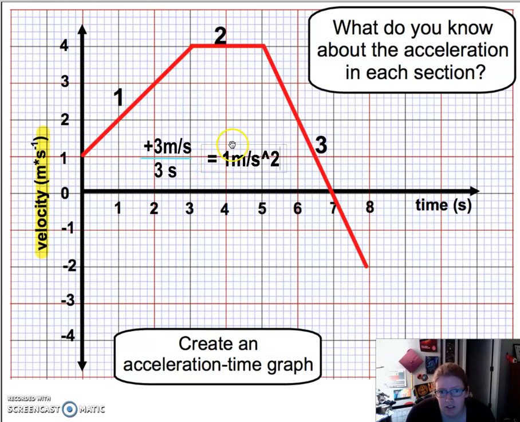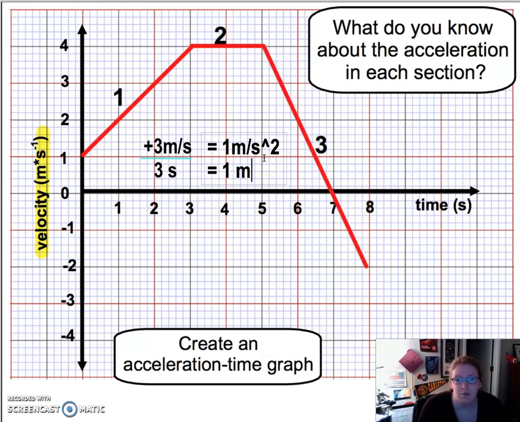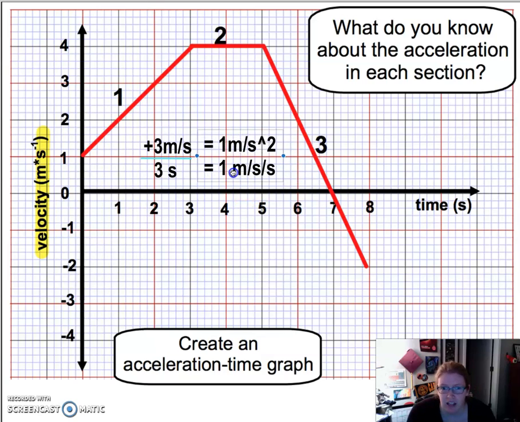So we know that the acceleration, or the rate that the velocity is changing, is 1 meter per second squared. Or you could write this as 1 meter per second per second. They're both the same thing. There's seconds in the denominator twice. More commonly, you're going to see meters per second squared, but meters per second per second I think is kind of a nice way to understand that it's telling you that for every second, we're going to be going 1 meter per second faster. So that's my acceleration for section 1.